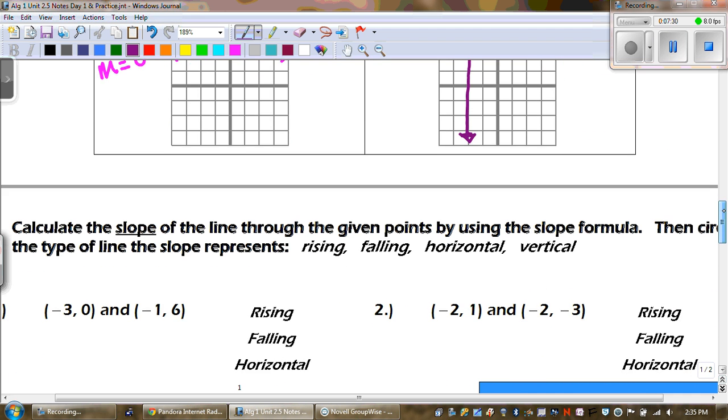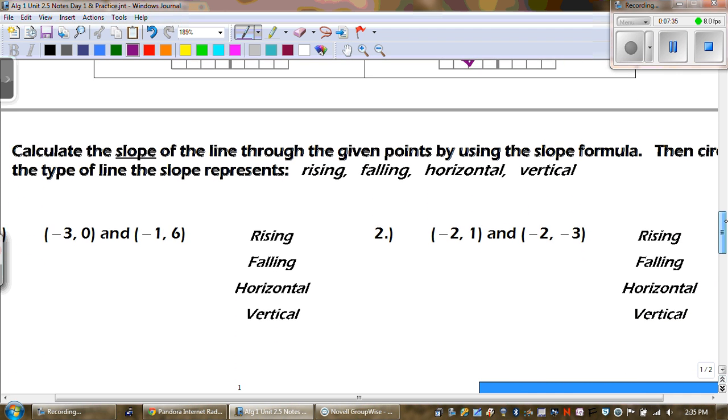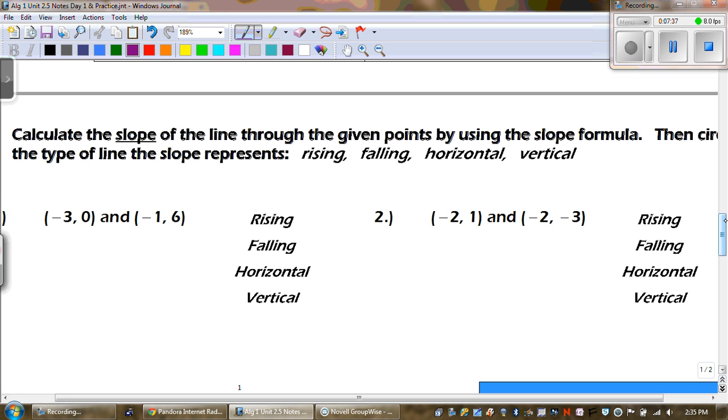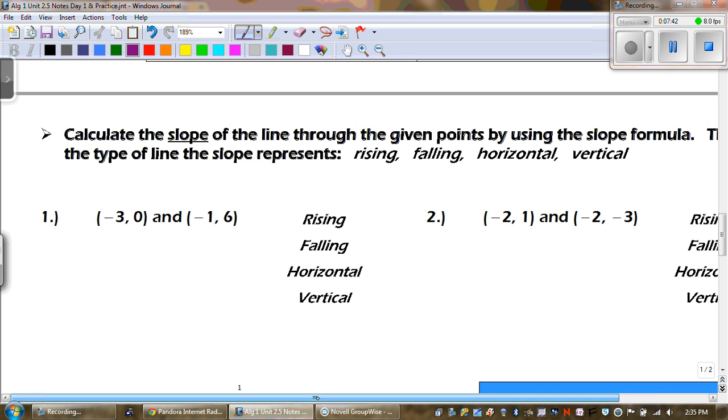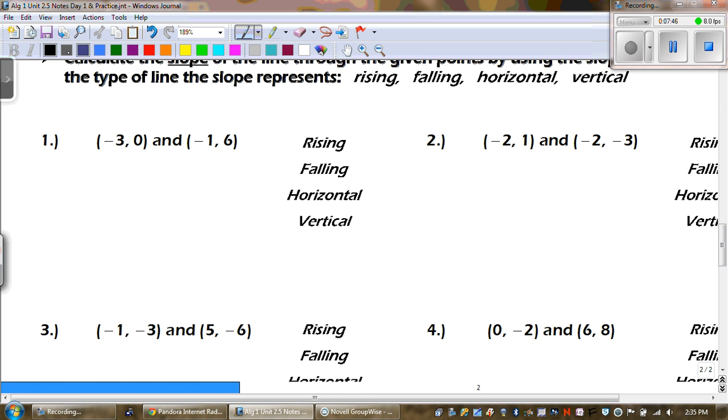The directions are saying to calculate the slope of the line through the given points by using the slope formula. Then circle the type of line the slope represents: rising, falling, horizontal, or vertical. Okay. So every time we do one of these, you automatically want to write m equals, draw your fraction, and our 2 points. Okay? So y's go on top. Remember, this is y1, this is y2.